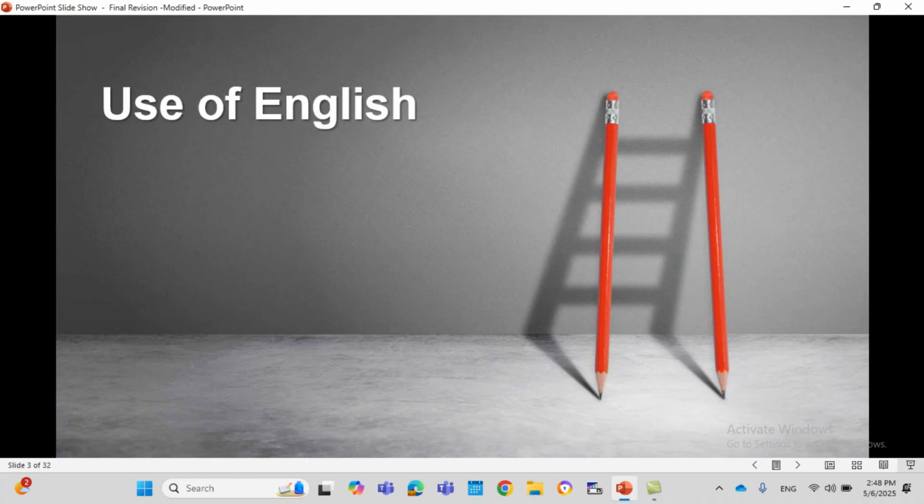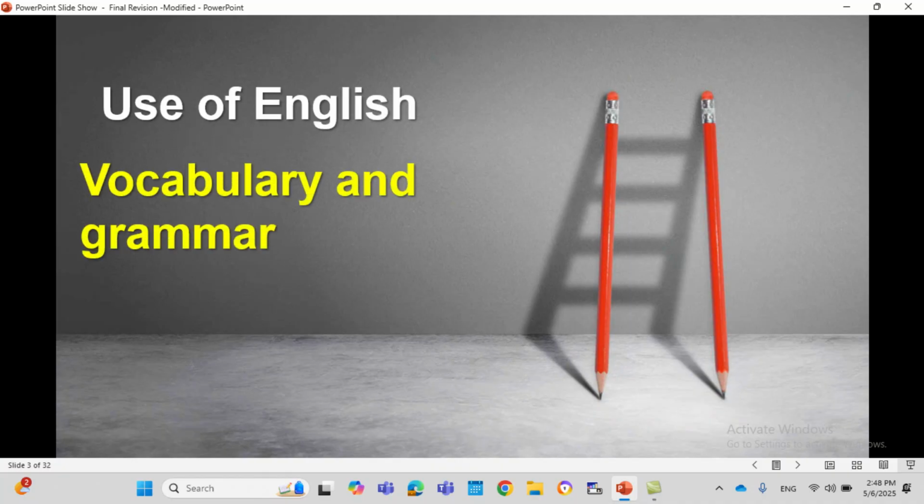Let's start with an essential part of our exam, which is use of English. Here we are going to focus on some important vocabulary and grammatical rules which you have already studied this semester.